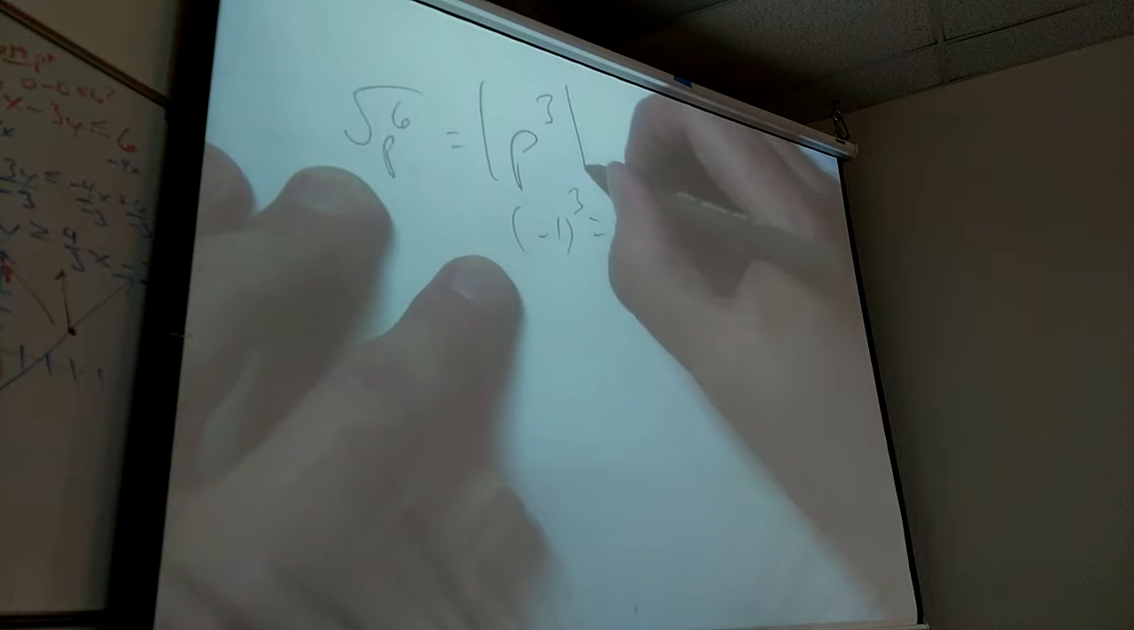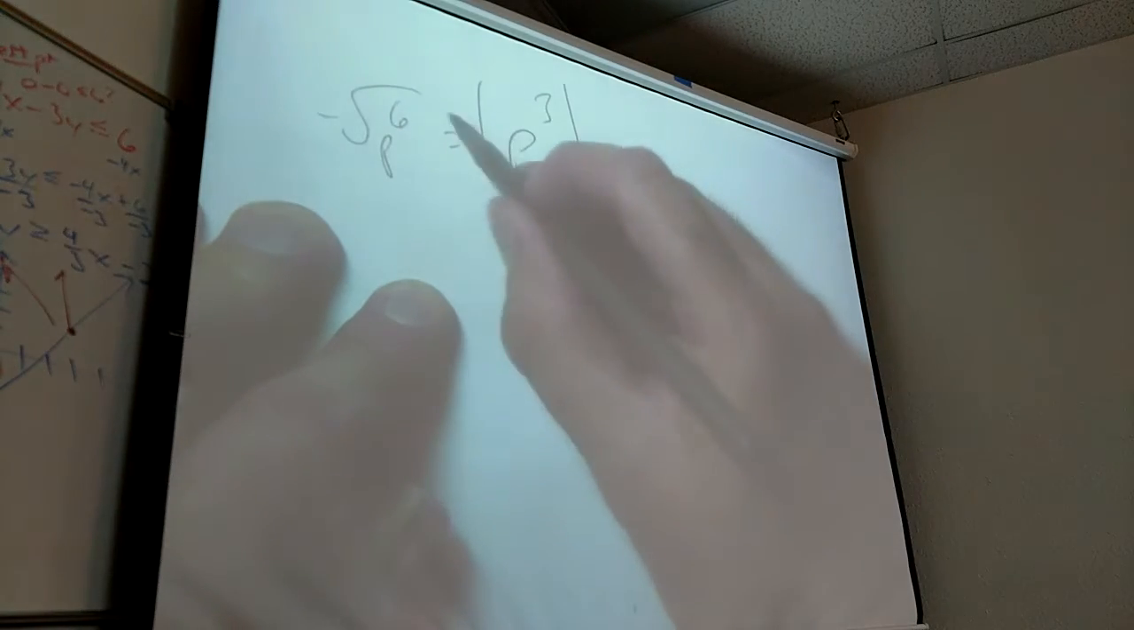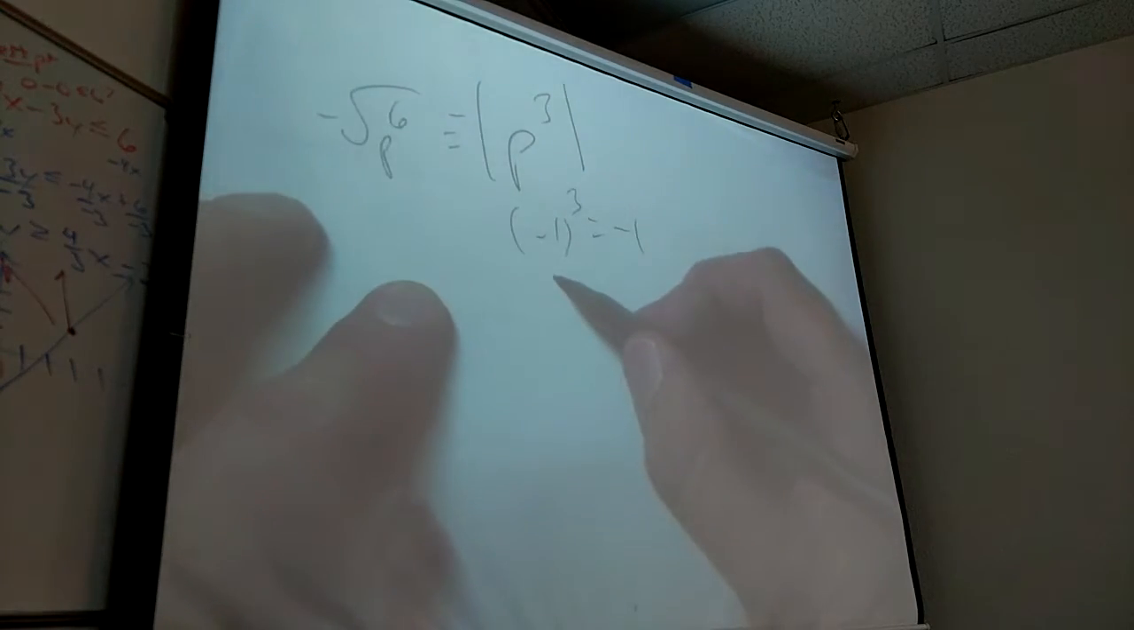What happens if there was a negative sign on the outside of the square root symbol? Then it would be this. Oh, so you'd keep the absolute value sign. Totally. Let's try an example.